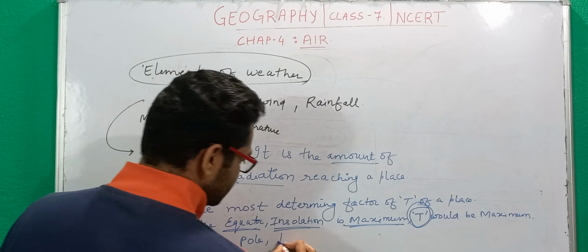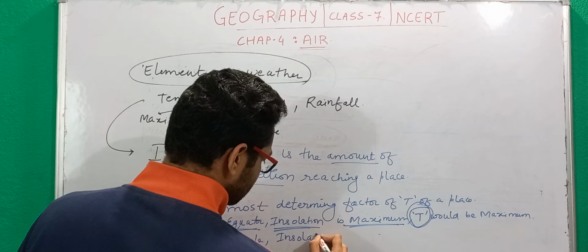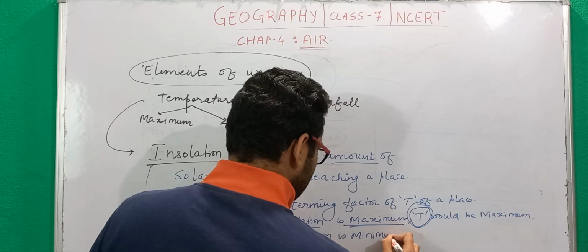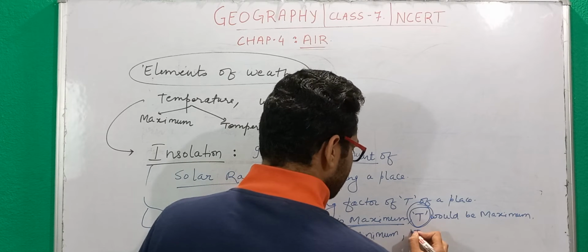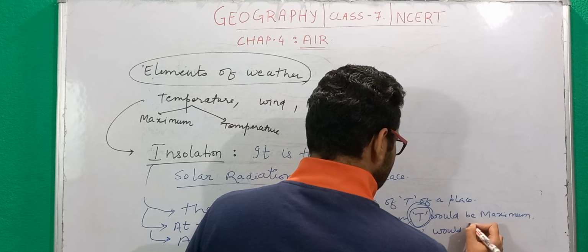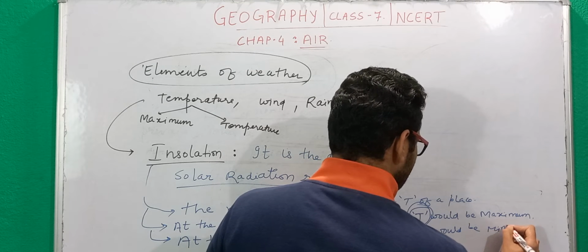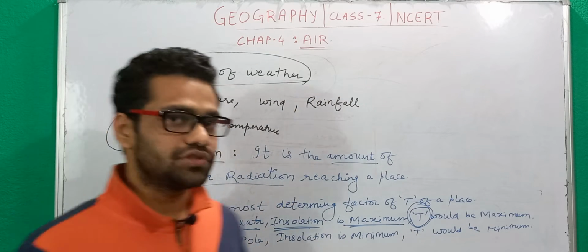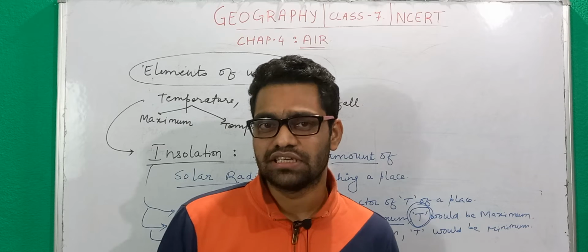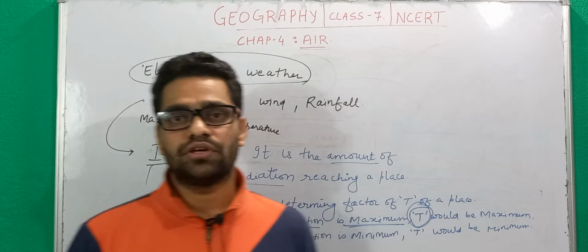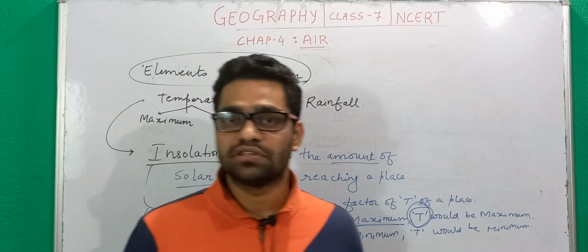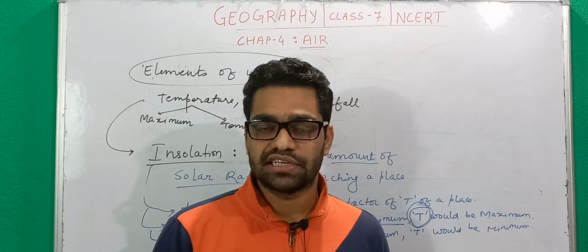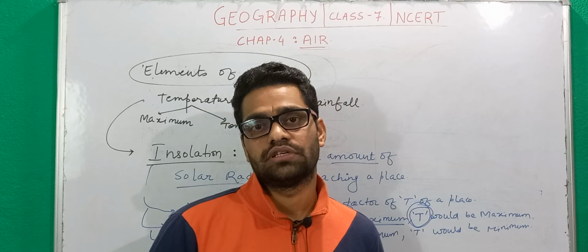At the pole, insolation is minimum, so temperature would be minimum. So at poles, you know that we have everything frozen. Arctic Sea, what we call sea, is actually a frozen sea. What we call Antarctica is basically a frozen continent, and both Arctic and Antarctic are at the poles. One is at the North Pole and the other is the South Pole.